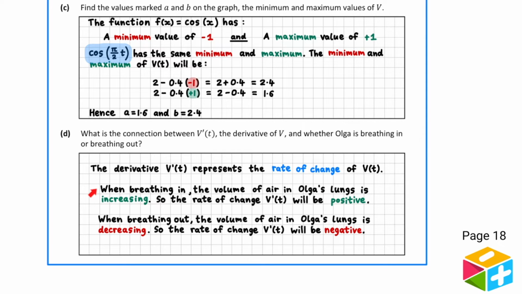Well, when Olga is breathing in, the volume of air in her lungs will be increasing. If something is increasing, this corresponds to a positive rate of change. So here, the rate of change, V dashed of t, will be positive. On the flip side, when Olga is breathing out, the volume of air in Olga's lungs will be decreasing. When something is decreasing, this corresponds to a negative rate of change. So here, the rate of change, V dashed of t, will be negative.